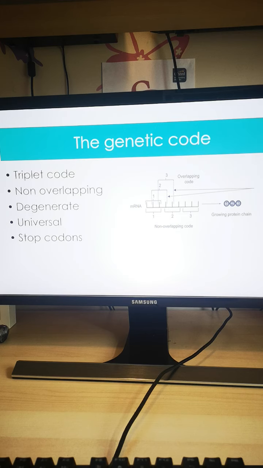So the first feature of the genetic code is that it's a triplet code. A triplet code. What does that mean? Sometimes the examiner asks for 1 mark. So this means that 3 bases within the DNA code for 1 amino acid in the polypeptide chain.